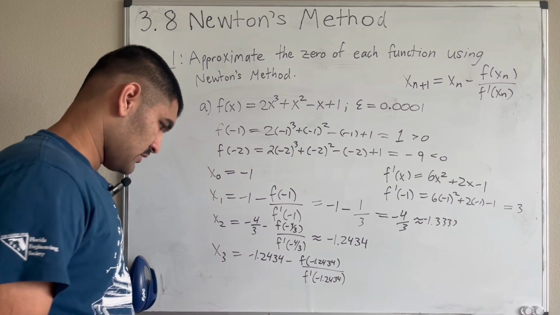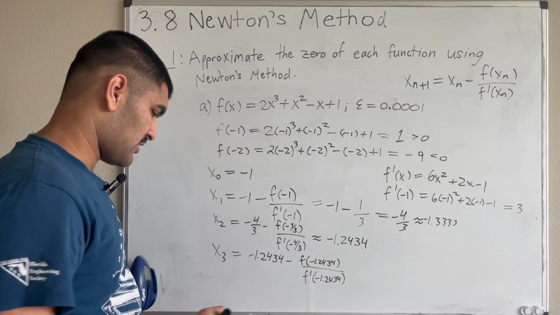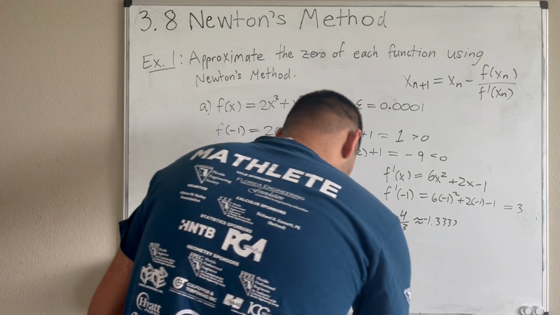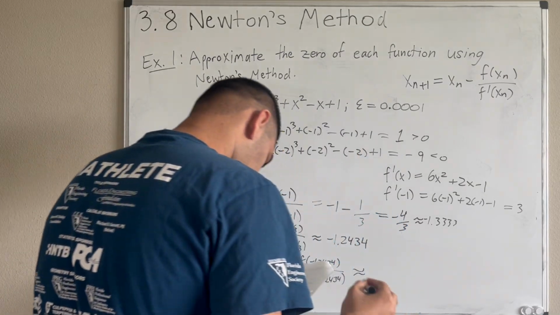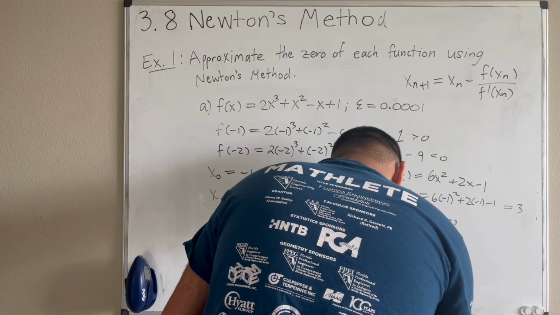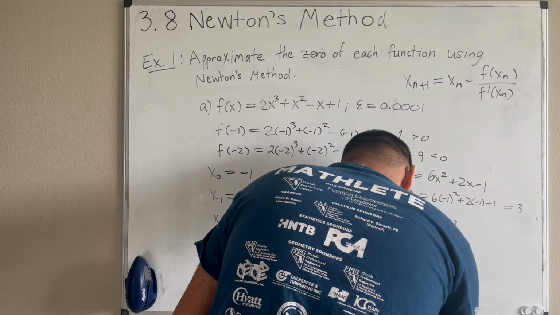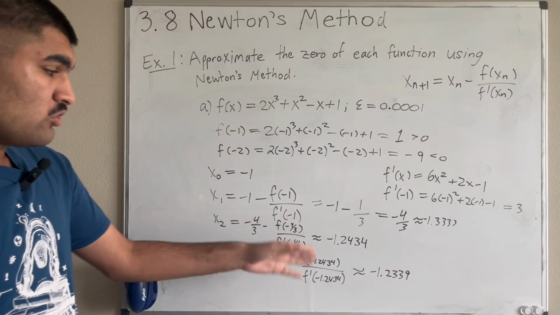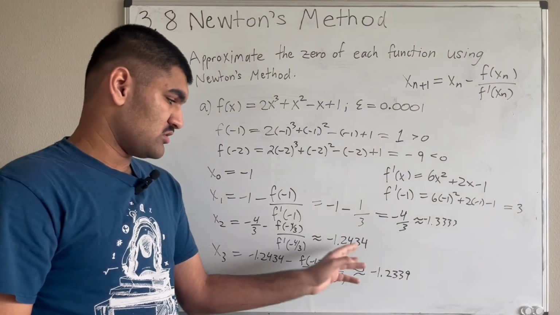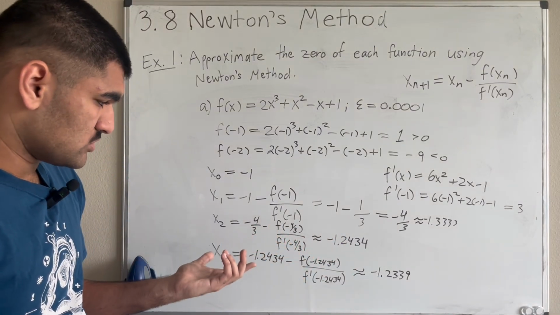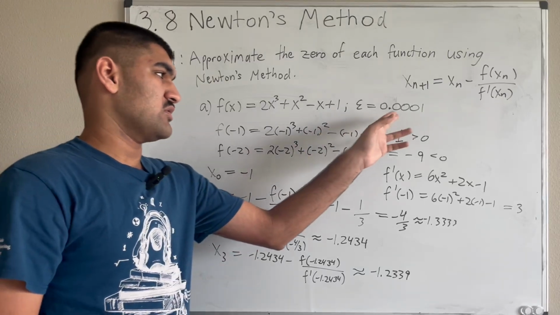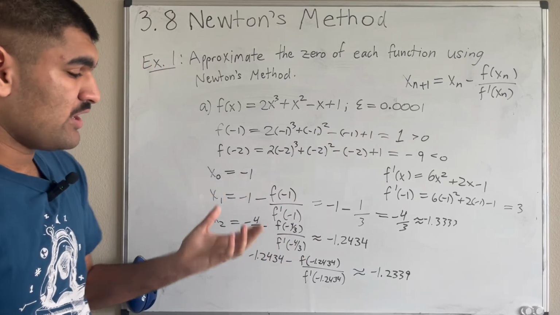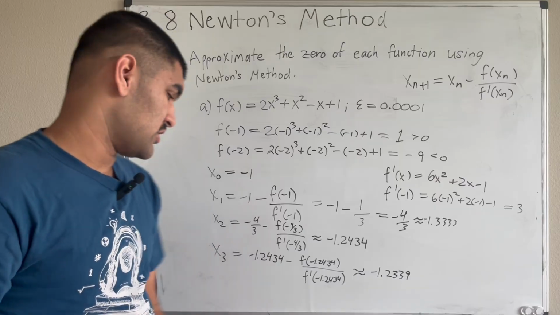All right, good. Hopefully you got a chance to put it in your calculator. You should have gotten approximately -1.2339. All right, so we're getting closer. Our difference is only about 0.01, something like that, and we want 0.0001. So it's still greater, but we are making progress, so that's good.